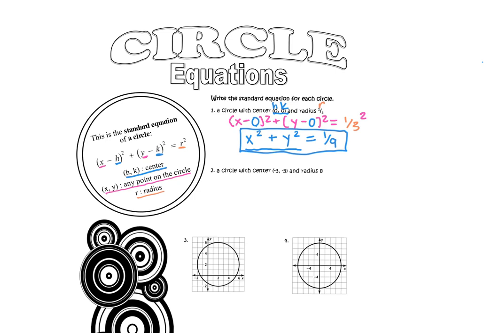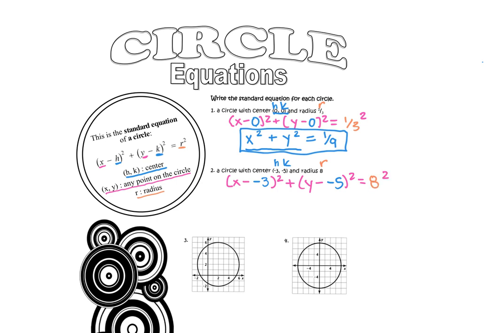Okay, the next one is a circle with a center at (-3, -5). So these are our h and our k, and then our radius is 8. So we're going to plug that into our formula. We have x minus, and you notice we have a negative number for our h. So once we simplify that, it will obviously go positive. And then we have y minus, and our k is -5. And we square it, and it's equal to r squared, so 8 squared.